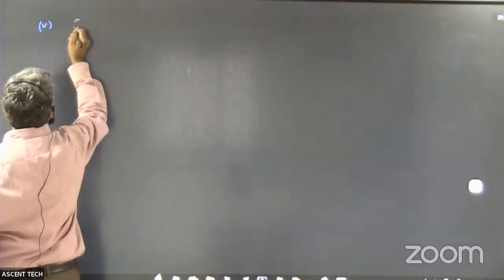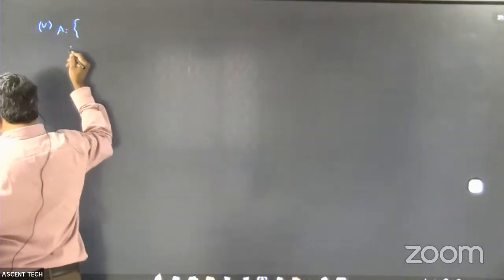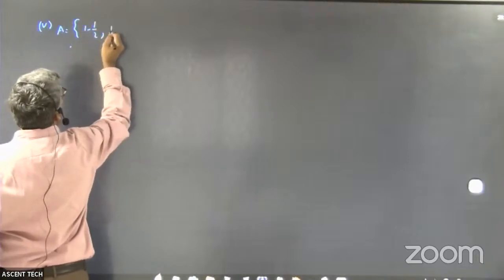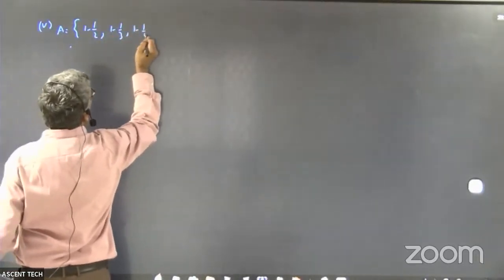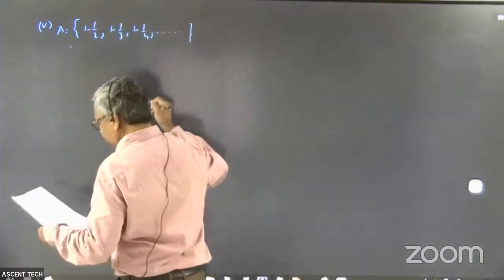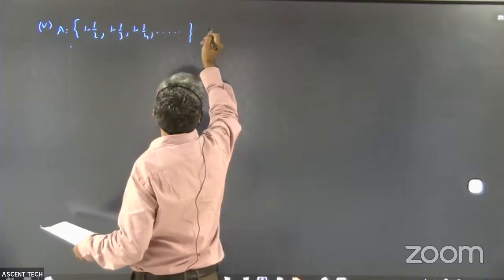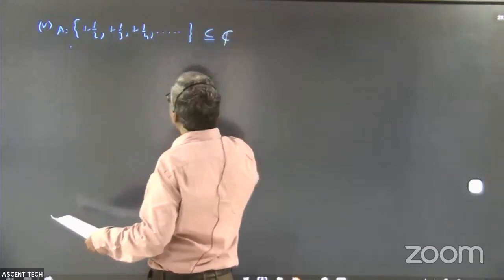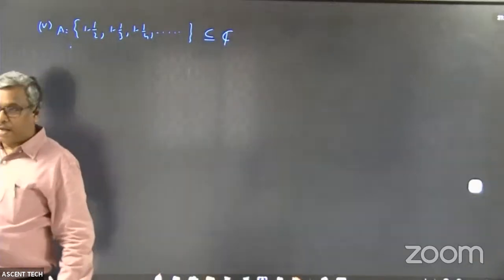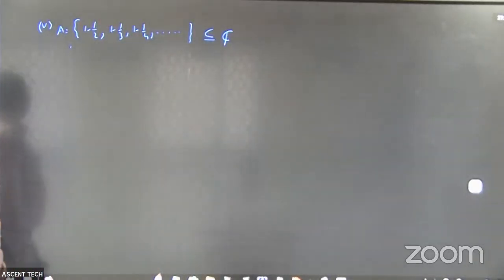I have taken this set A to contain 1 minus 1/2, 1 minus 1/3, 1 minus 1/4, and so on. I can take it as a subset of C or a subset of R. Anyway, subset of C. I want to talk about, is this a closed set? That means is its complement open? That's the question we ask.